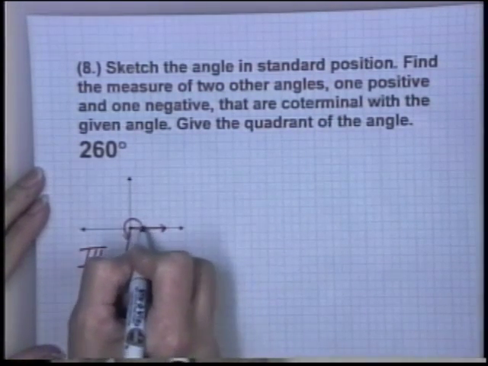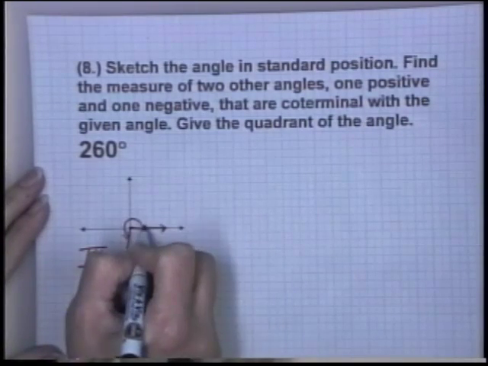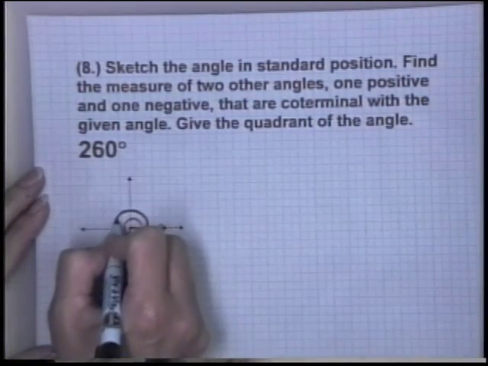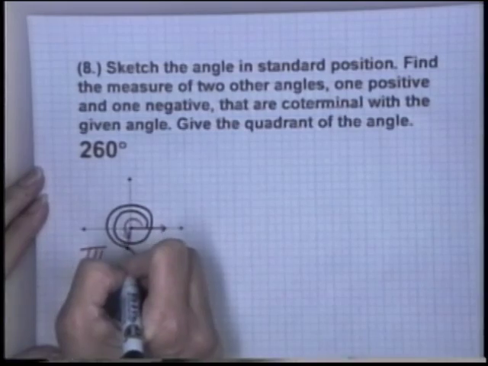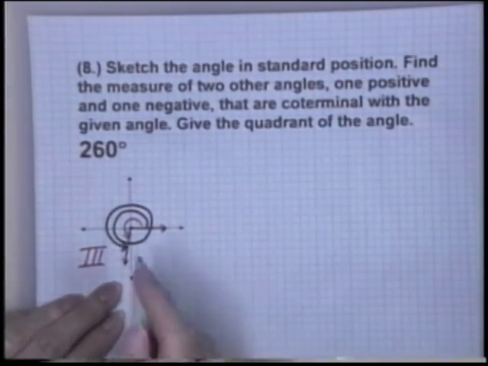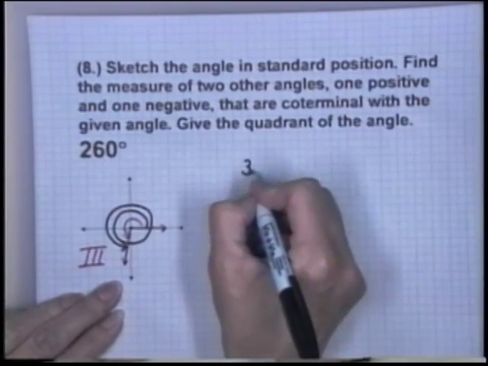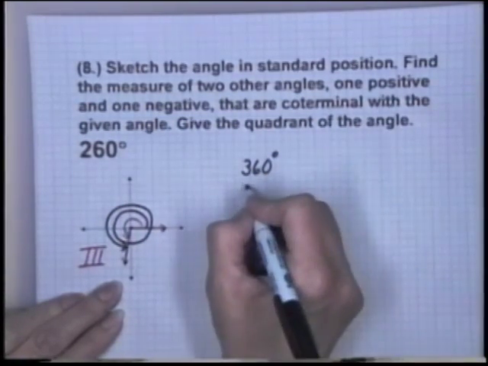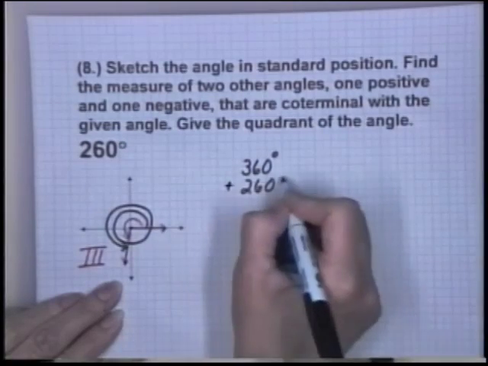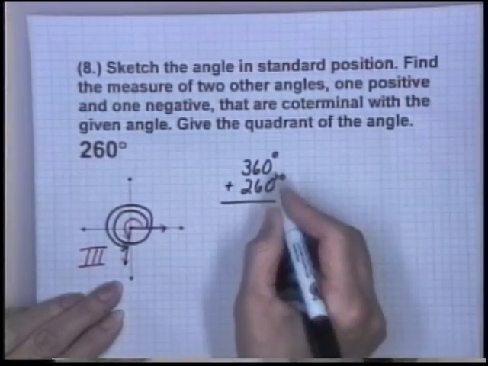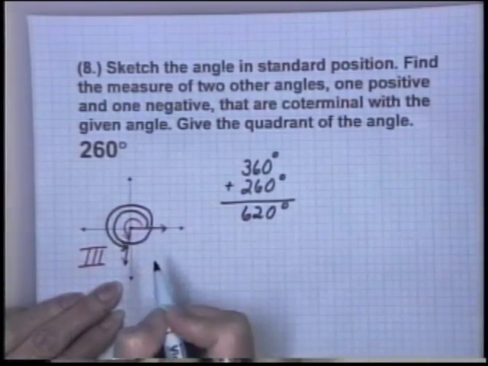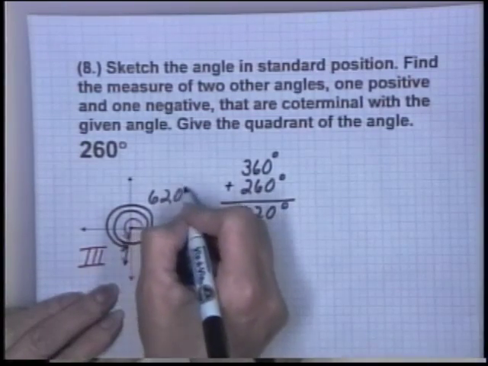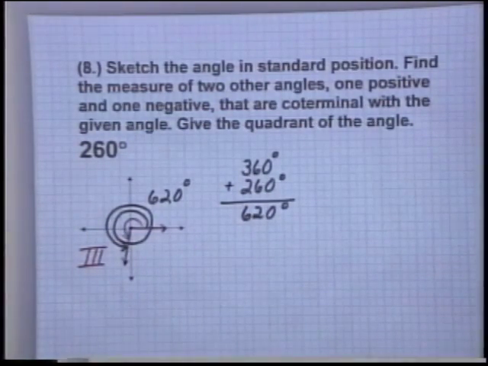The one that I'm going to choose to find is, I'm going to rotate this initial side all the way around, and then 260 more degrees. So this angle would be 360 degrees for one rotation plus 260 degrees. Let's see, we get 0, we get 12, we get 6. So one positive angle that is coterminal with 260 would be 620.